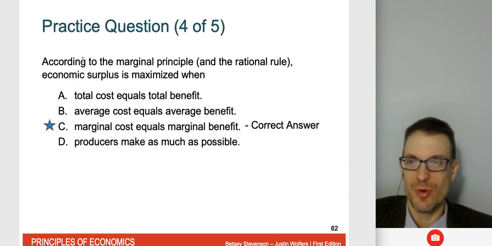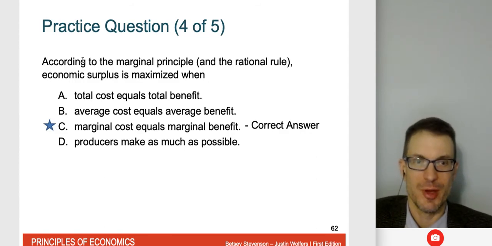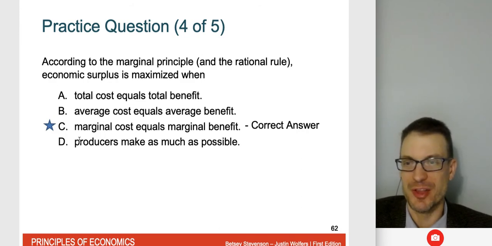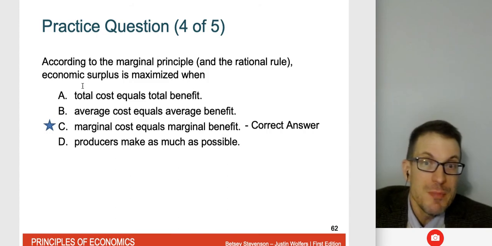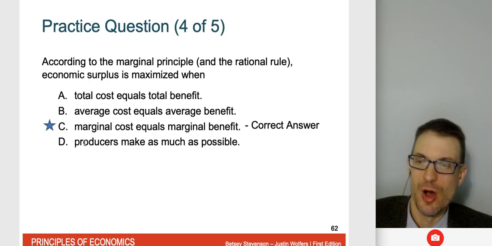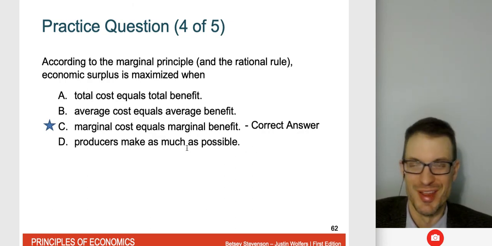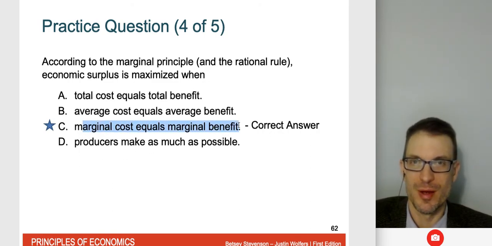All right, so here's a practice question then. According to the marginal principle and the rational rule, economic surplus is maximized when? Well, economic surplus is maximized when marginal cost equals marginal benefit. That's the correct answer here. Not when total cost equals total benefit, because then your profits are 0. It might be the maximal profit if you have a competitive market. If average cost equals average benefit, no. If producers make as much as possible, no. We end up with the situation where economic surplus is maximized where marginal benefit equals marginal cost. That's our optimal rule.